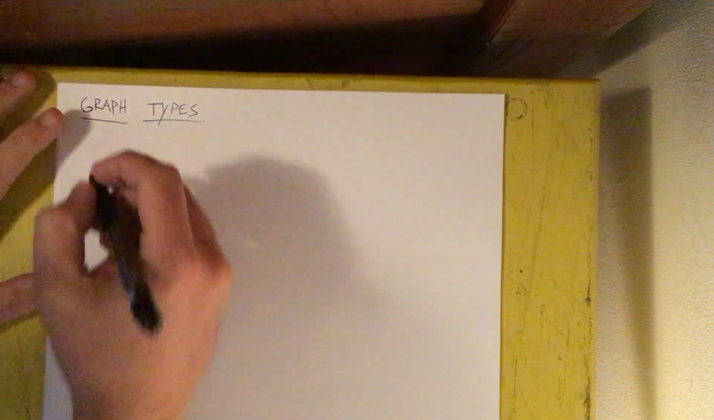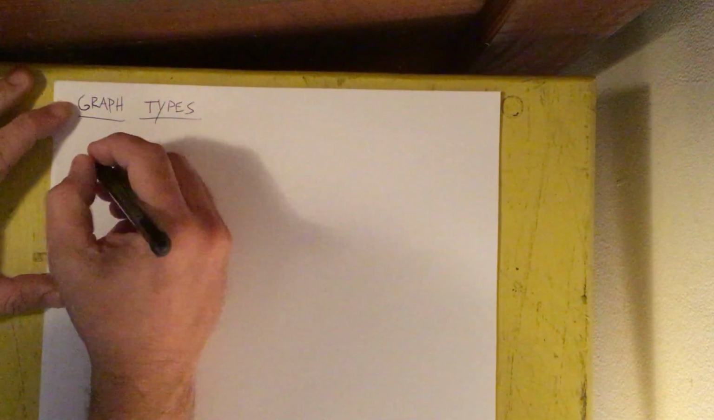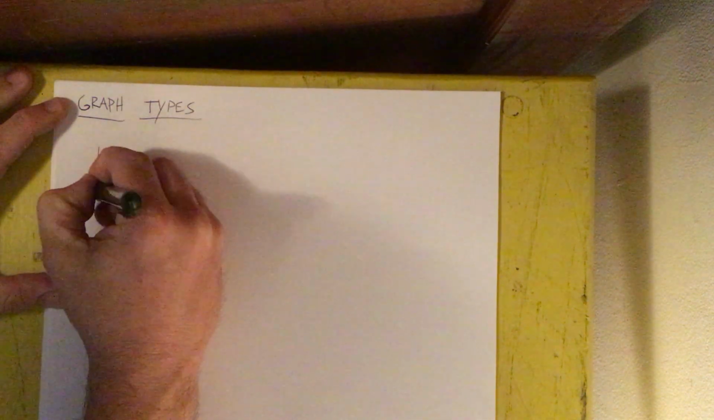Hey everybody, this video is going to be another notebook page. Your assignment is going to be to write what I write and draw what I draw. The notebook page is going to be titled Graph Types, and we're going to draw a few different types of graphs that you could encounter in science experiments.